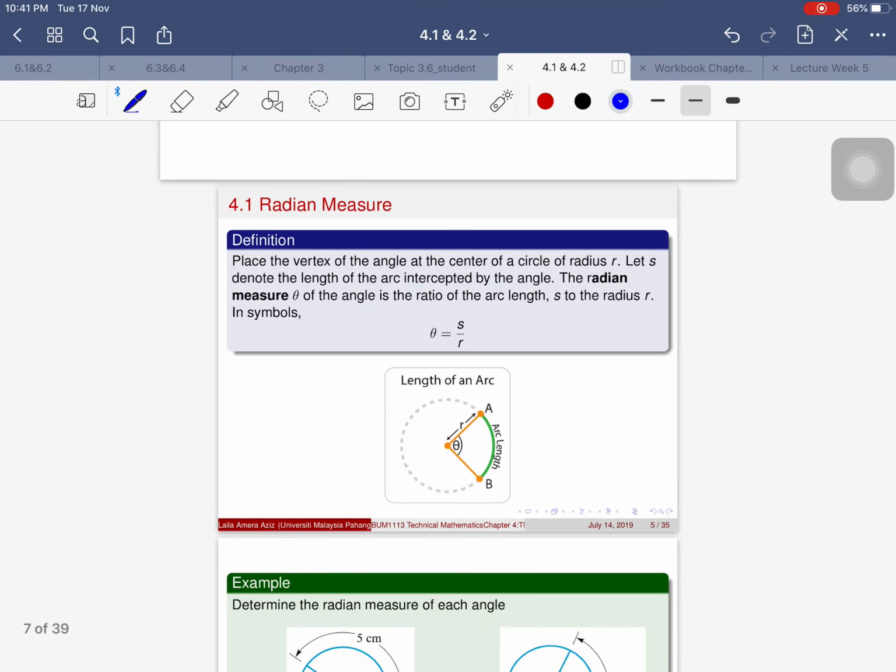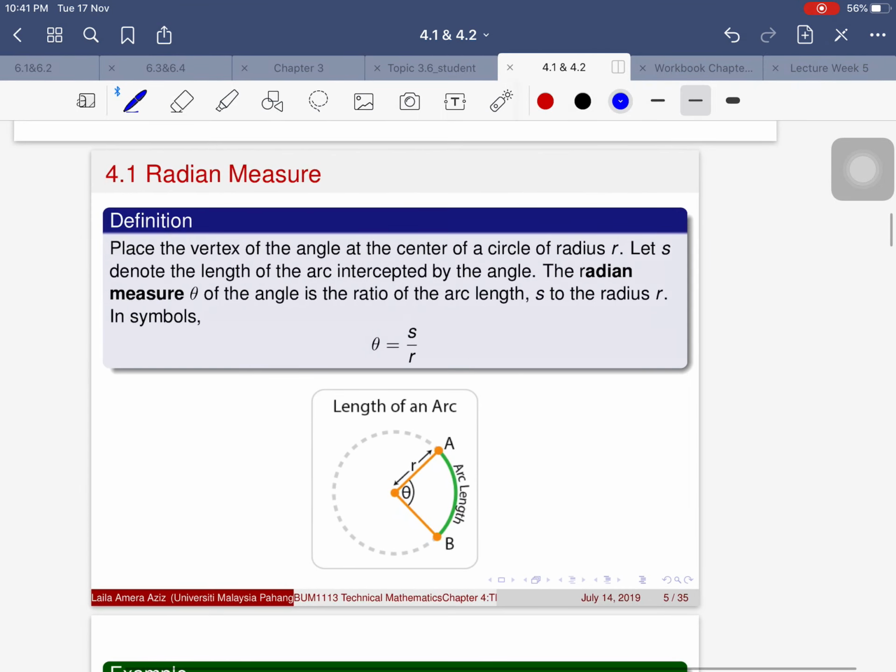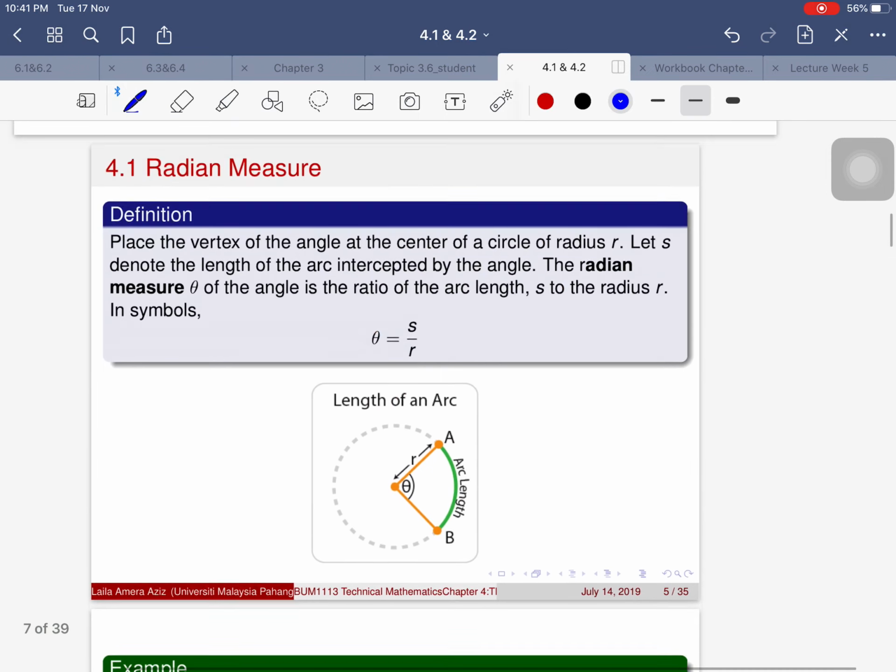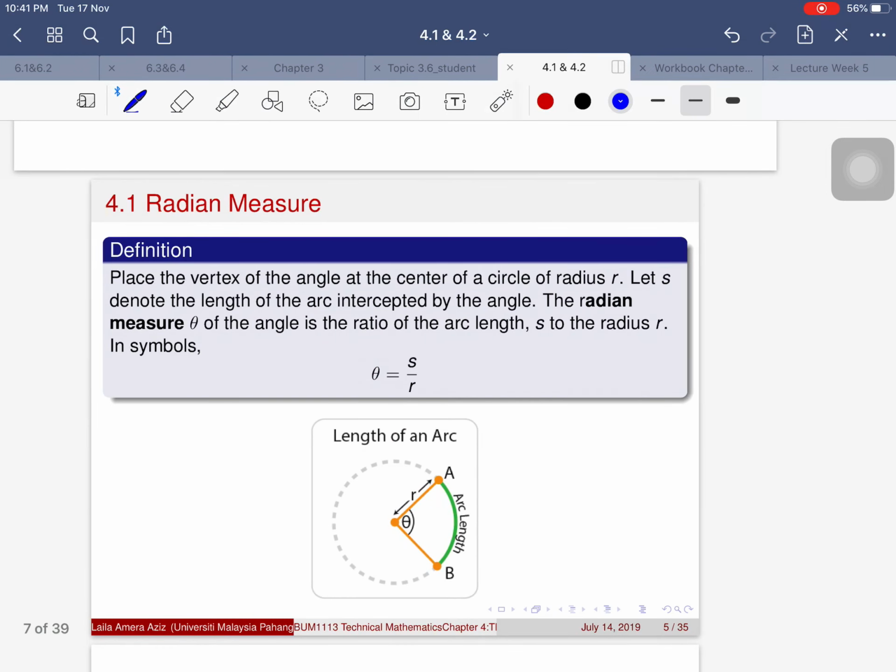Okay, now we're going to talk about radian measure. So basically, what is a radian measure? Radian measure is basically just theta. Okay, so the thing about when you have an angle is that there are two units that you can use for angle. The one we're most familiar with is degree, okay? And so this represents degree. And the second unit that you can use is called the radian unit.